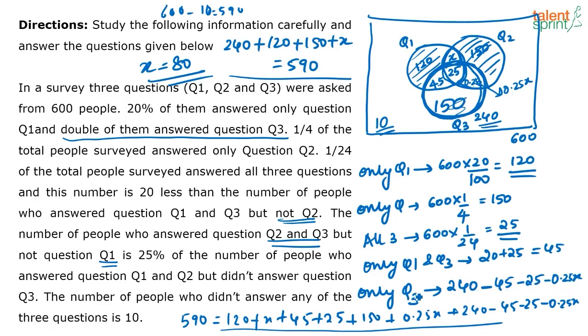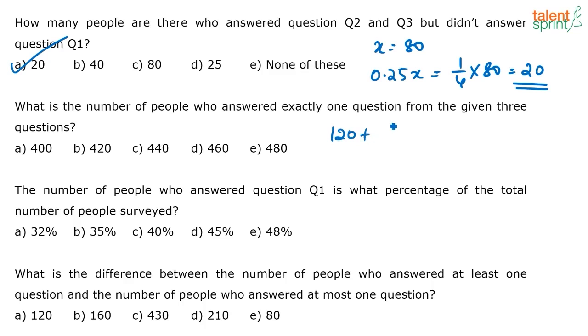Only Q3, how many people are answering? 240, 45 plus 25 is 75. 240 minus 70 is 170. 170, you know 0.25x is 20. In the previous question we found out. So 170 minus 20 is 150. So how many people answered only one question exactly is 120 plus 150 plus 150, correct? That is equal to 420. Answer is option B. Again, even this and all you will not have to write it down during the examination. Once you have the figure with you, writing this is very easy.